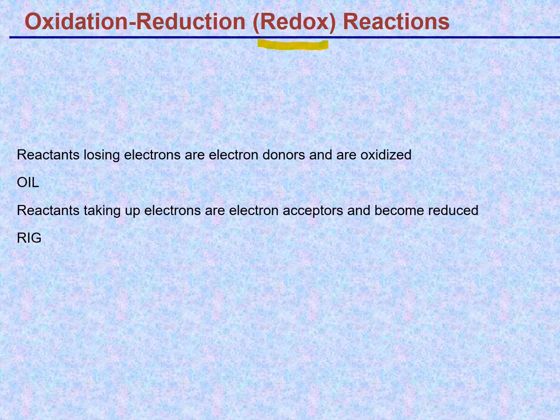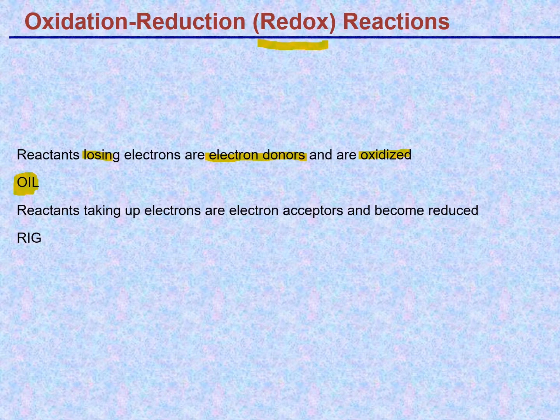During an oxidation reaction, the reactants that lose electrons, they're giving electrons away, so they're considered electron donors, and they're becoming oxidized. So oxidation is a loss, all right? Oil. Oxidation is a loss of electrons. In an oxidation reaction, they lose electrons, they donate electrons to something else.